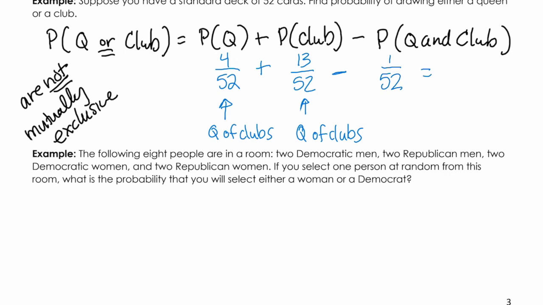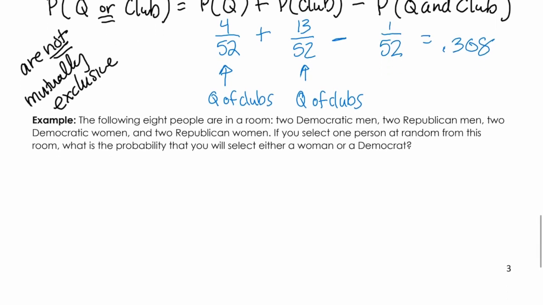Now, when I put this in on my calculator, 4 out of 52 plus 13 over 52, and then I subtract 1 out of 52, that gives me approximately 0.308. So if I pick randomly out of a deck of cards, the chances of me picking a queen or a club would be 0.308.